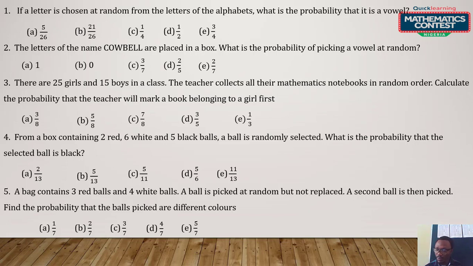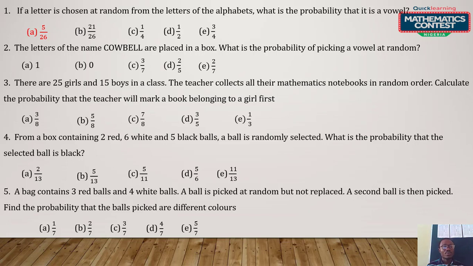Get ready to stop. Okay, time up. And what is our answer? The answer is 5 over 20, since we have 5 vowels out of the letters of the alphabet.